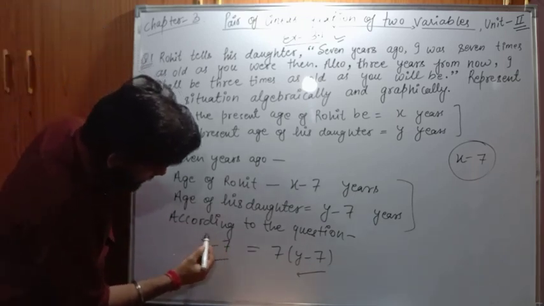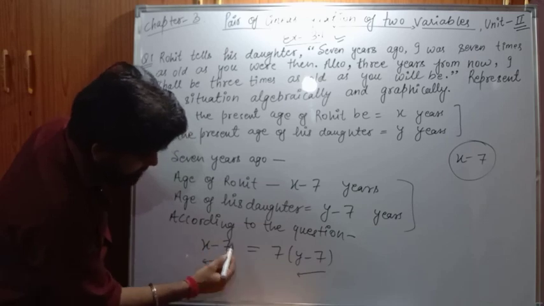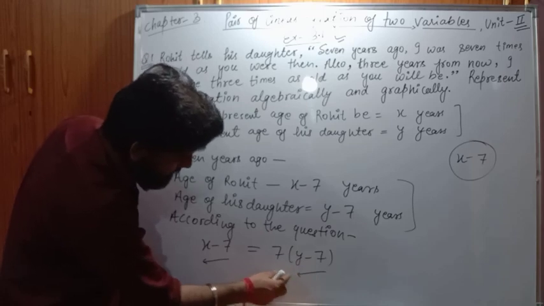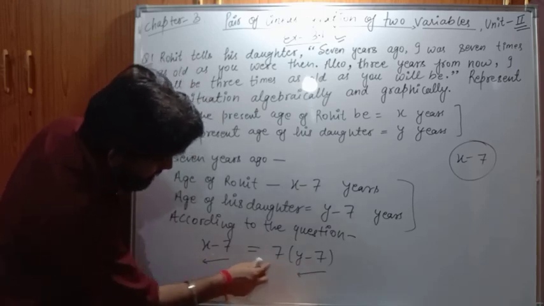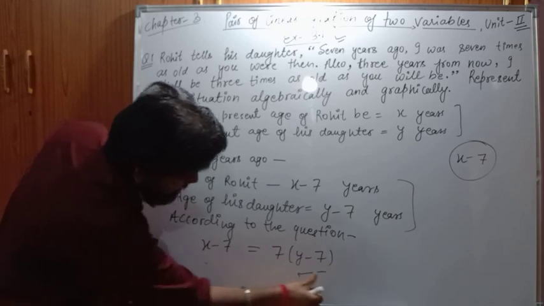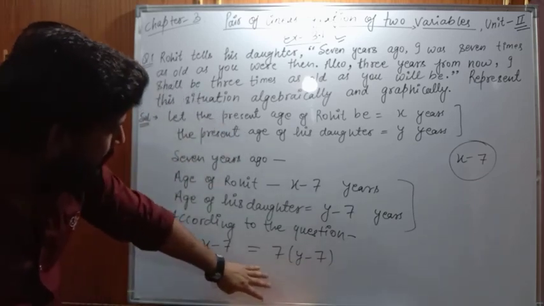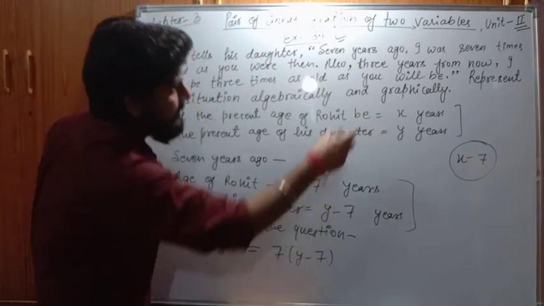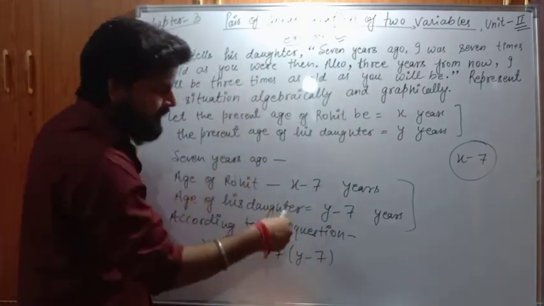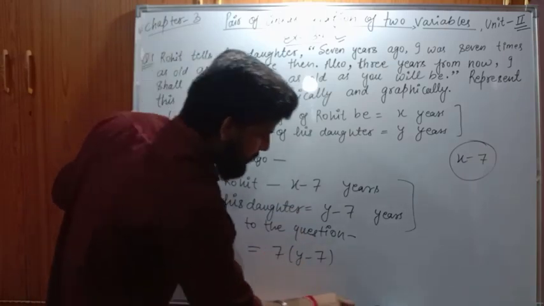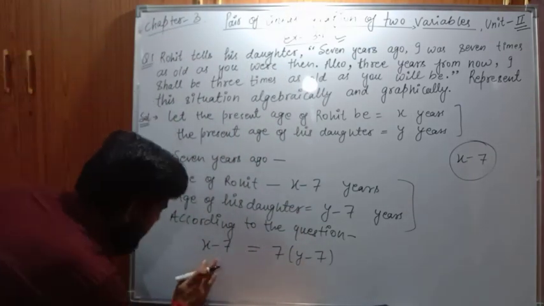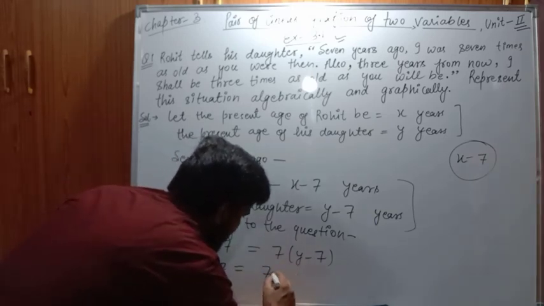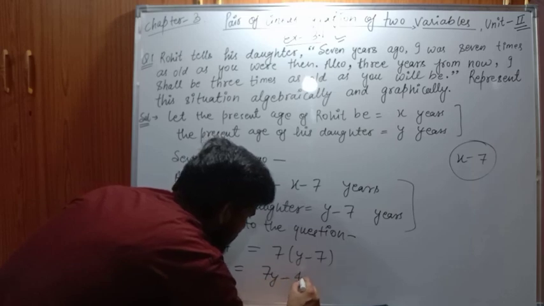So the age of Rohit is already large. So if we multiply by 7 on his daughter's age, then both sides become equal. That's why we always multiply on the lower side. If it says times, we multiply; if add is given, we add. Okay, so now x minus 7 is equal to 7 multiplied by y minus 7, that is 7y minus 49.